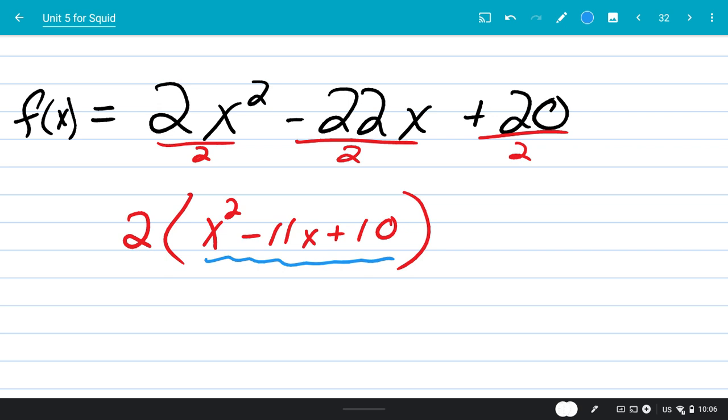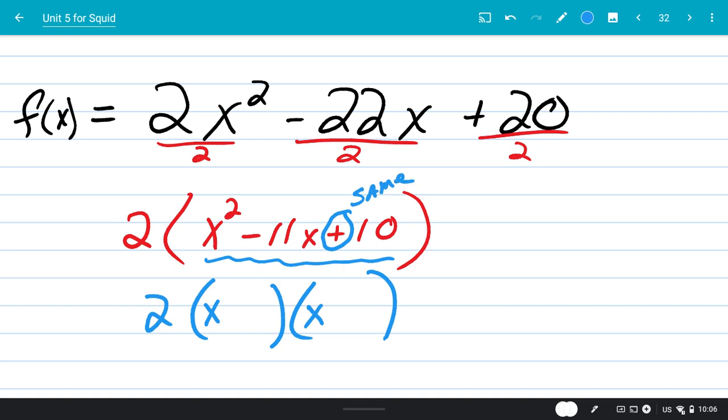Just looking on the inside, does that have a leading coefficient? No. So I'm going to split in signs, just like we did yesterday. Put a variable in each. My signs are going to be the same. They're both going to be negative in this case. Now I list the factors of my constant, which is 10. So 1 times 10, 2 times 5. That's it, right? Which of those come together with the same sign to get me an 11? 1 and 10.